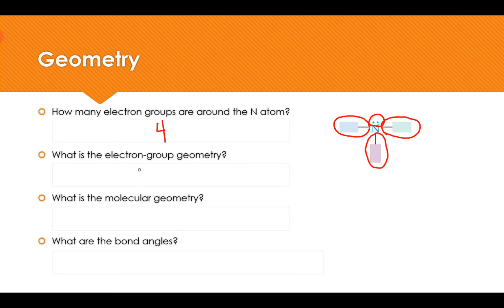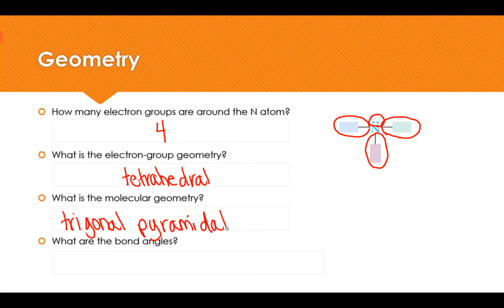What is the electron group geometry? The name for a shape with 4 electron groups is tetrahedral. But since one of those is a lone pair, the molecular geometry around this nitrogen is trigonal pyramidal. The bond angles between the hydrogens and the lone pair is going to be about 109 degrees, 109.5 is the ideal bond angle in a tetrahedral shape.